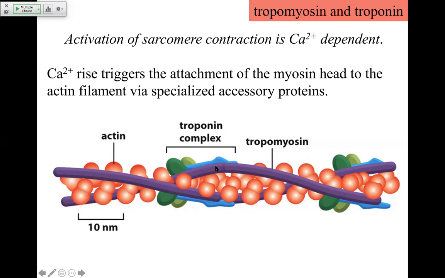This tropomyosin is also bound to another regulatory protein that we call the troponin complex. And the troponin complex is sensitive to the concentration of calcium in the cytoplasm. So what we're going to see is how calcium interacts with troponin complex, which affects the positioning of the tropomyosin on the actin filament. In this position, the actin filament cannot bind myosin because the myosin binding sites are blocked or masked by the tropomyosin.